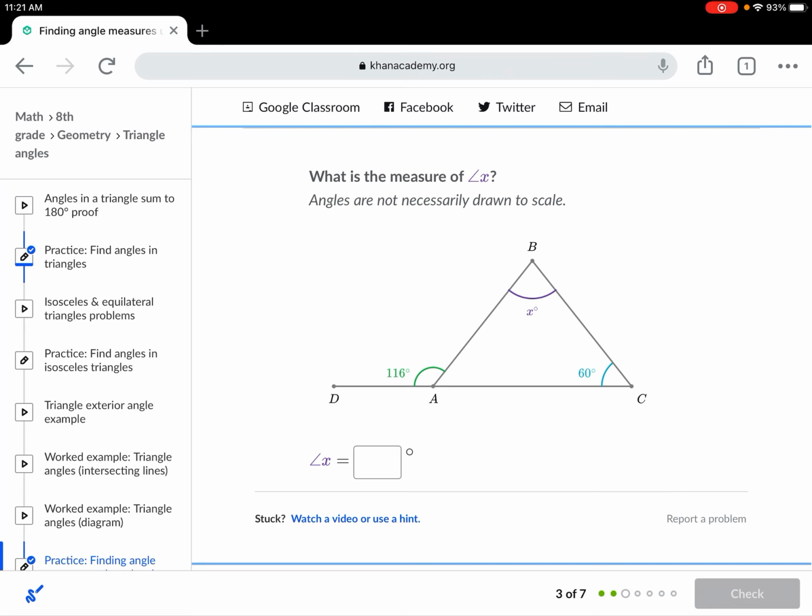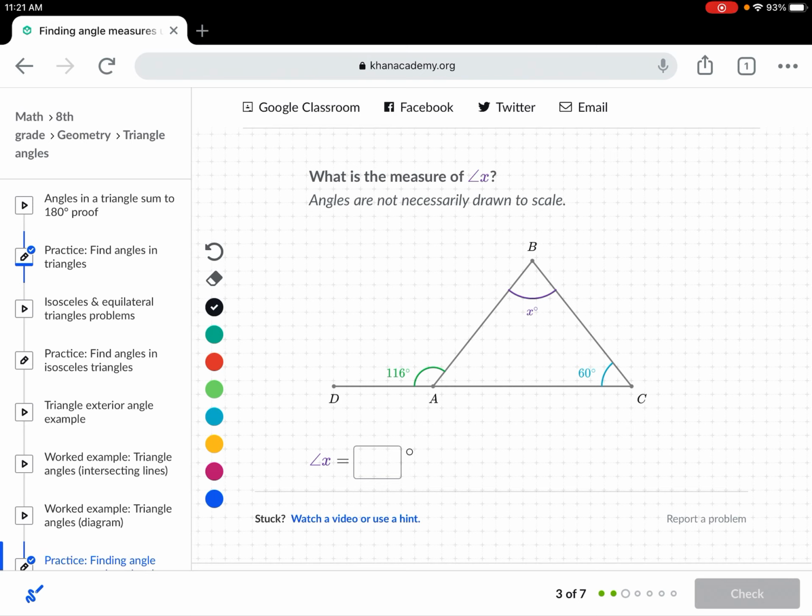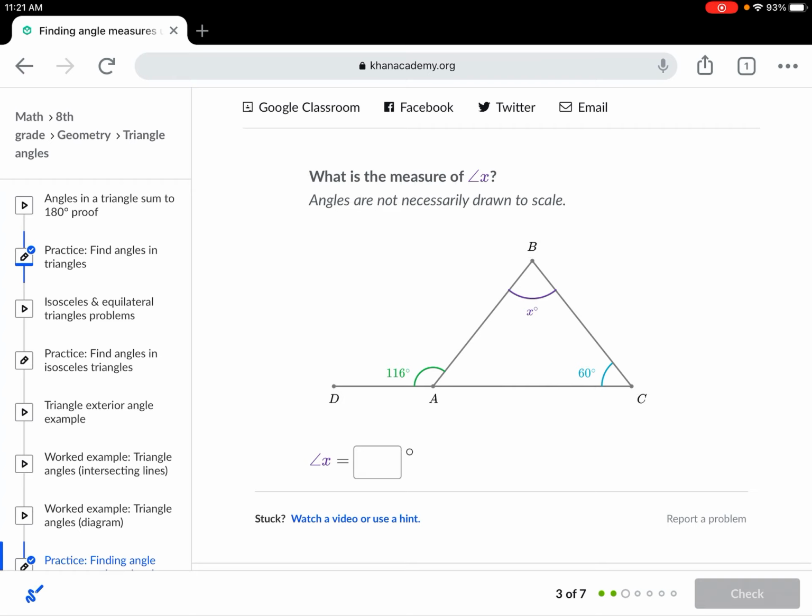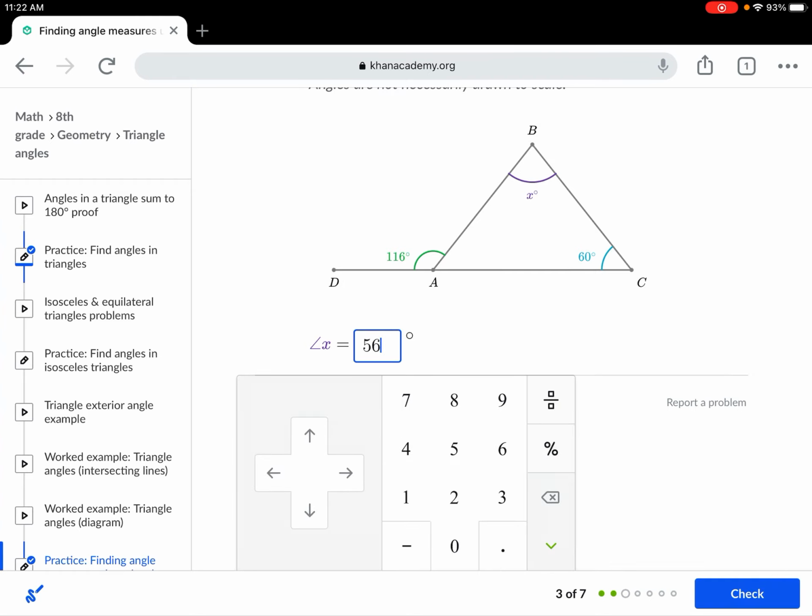The next question uses the exterior angle theorem, which is just straightforward. The exterior angle 116 is equal to the sum of X and 60. So we have the equation 116 equals X plus 60. We subtract 60 from both sides, and we would get 56 equals X. So that's, again, very straightforward. So we're just going to put in 56.